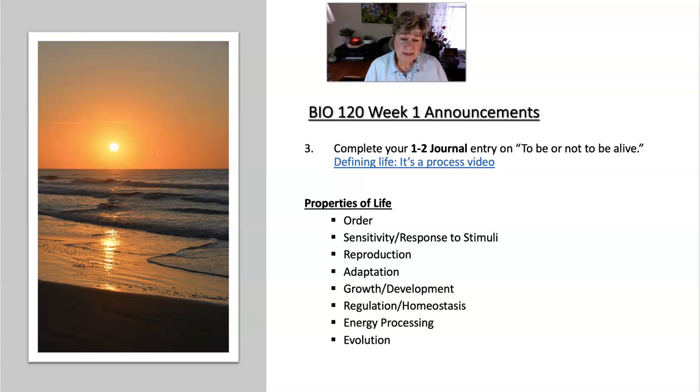Regulation and homeostasis. So homeostasis is a really important concept. It's balancing. It's how everything in an organism stays balanced. So you can't have too much waste products building up. If you do, the organism will die. You have to regulate pH. We do in our bodies.